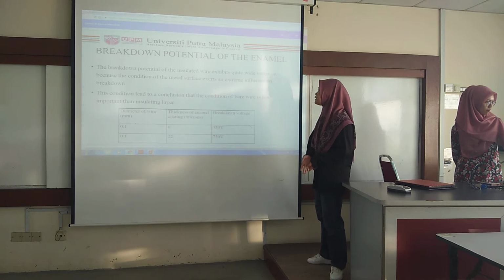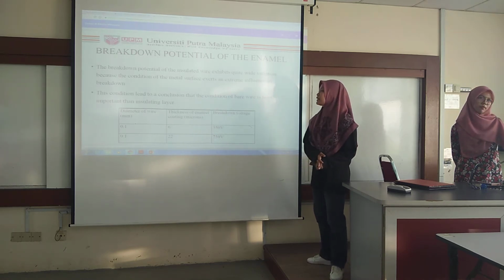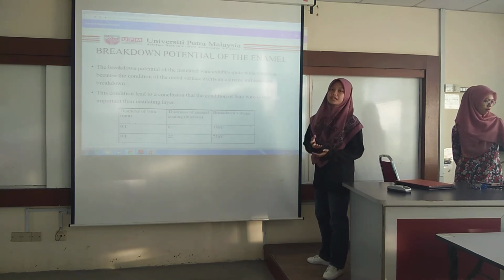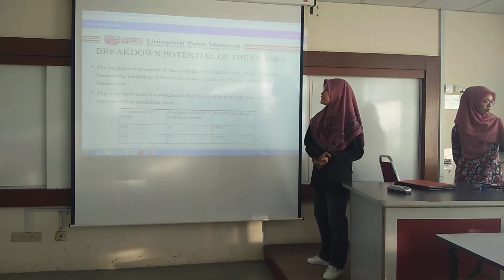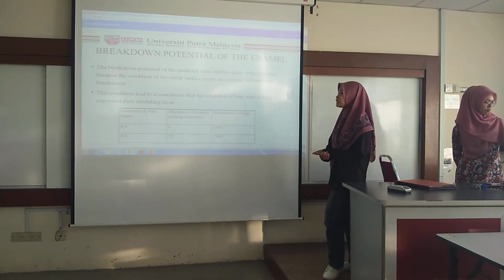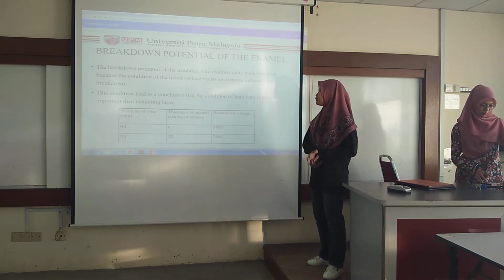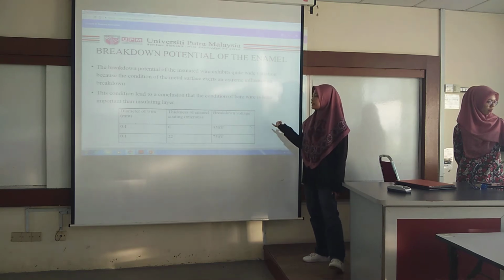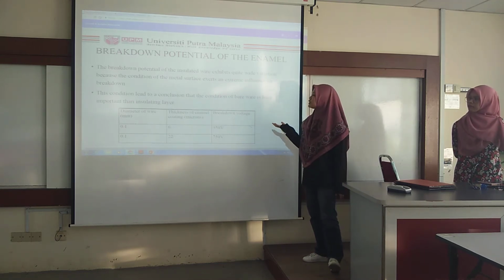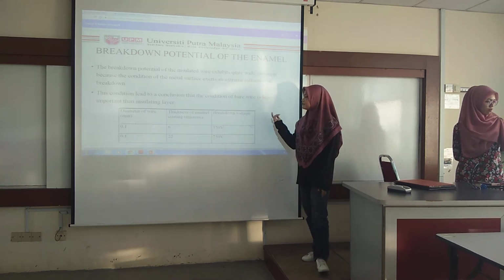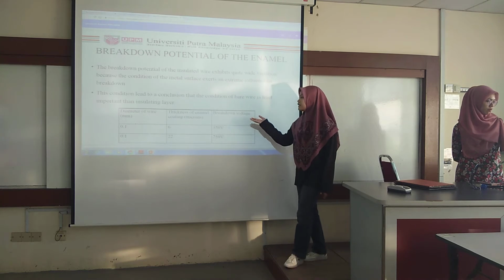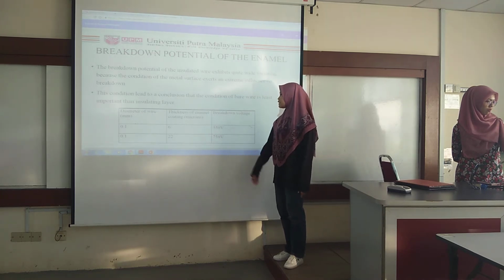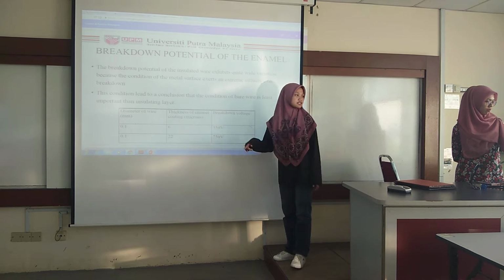So, first we go to enamel. The breakdown potential of the insulated wire shows quite a wide variation, because the condition of the metal surface exerts an extreme influence on breakdown. So the condition leads to the conclusion that the condition of the wire is less important than the insulating layer. From the table we can see that they tested the enamel with different thicknesses. First they tested the coating with 6 microns of thickness and then the wire with 22 microns. So the breakdown voltage increases as the thickness increases.